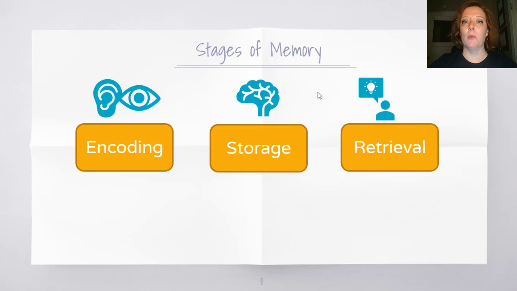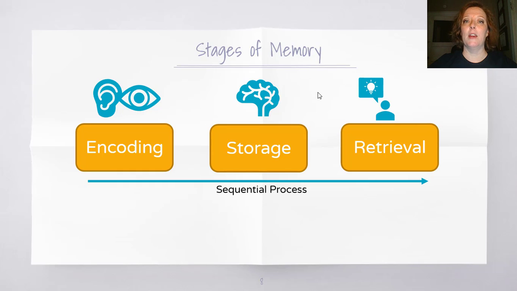So we talk about memory in stages. We will have 3 different videos that will cover each of these stages: encoding, storage, and retrieval. And I want you to think about it as a sequential process. One leads to the next to the next. It's very rare that any of these stages are bypassed. It does happen, however.